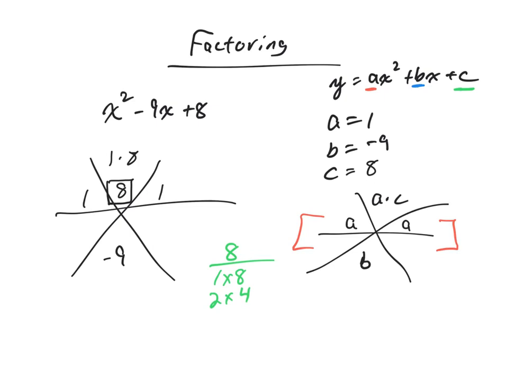And the only way I can make -9 with 1 and 8 is to use -1 and -8. And what I do is a quick check here just to make sure that I've got it set up correctly. The quick test is that you add them, and in this case I get -9, and then you multiply them, and I get +8, because -1 times -8 gives me +8.